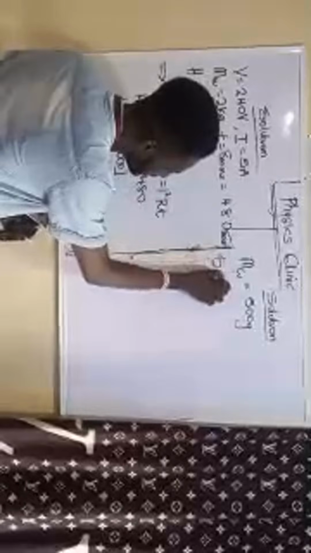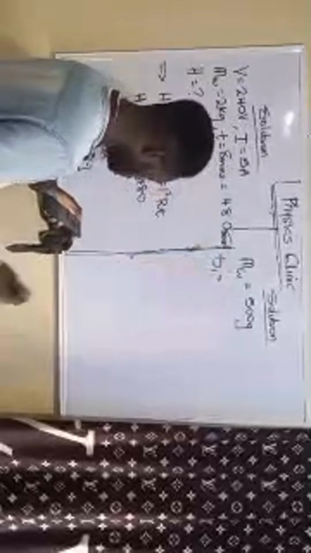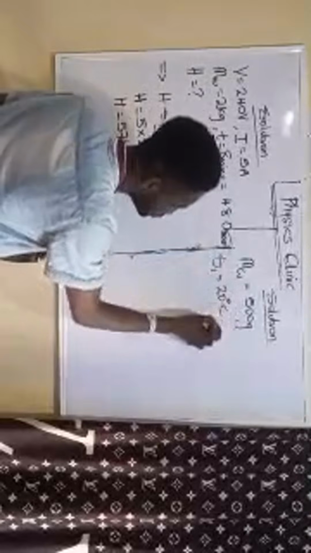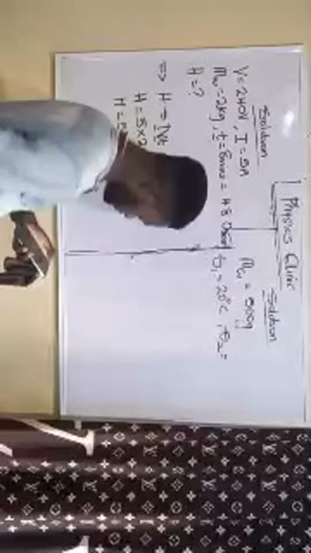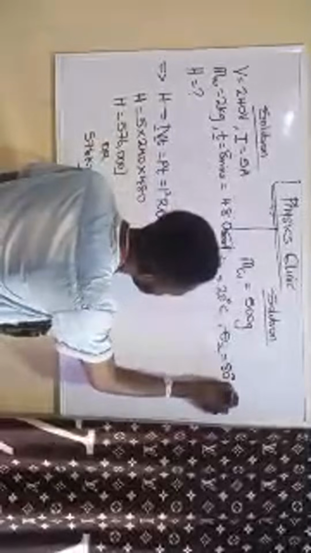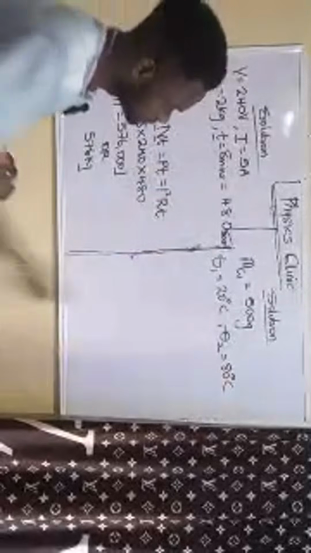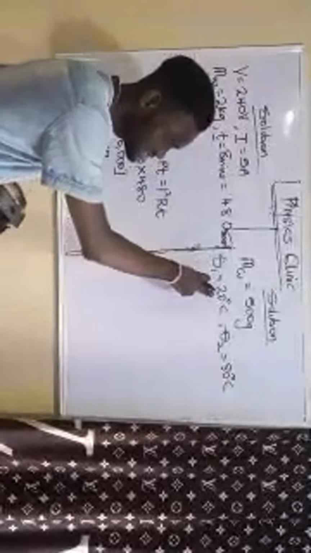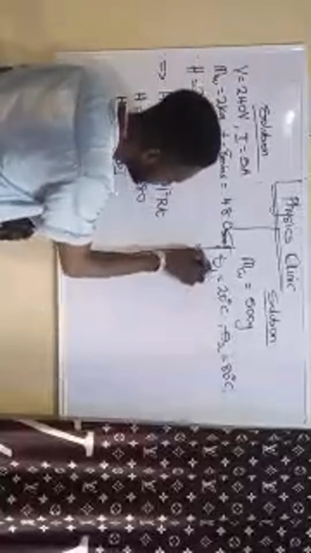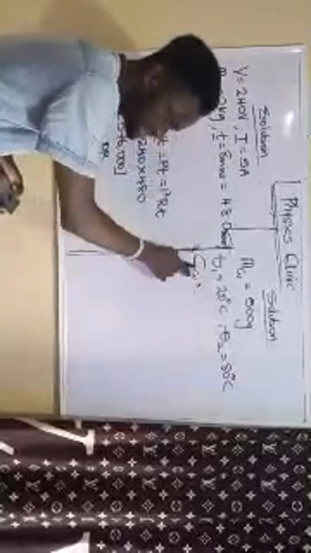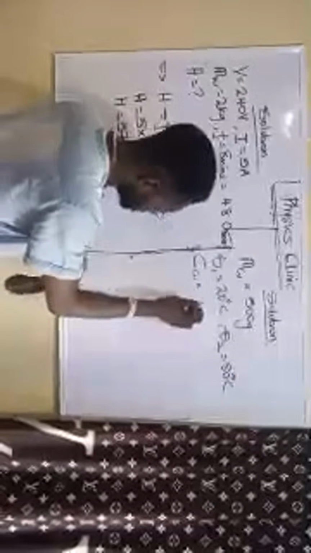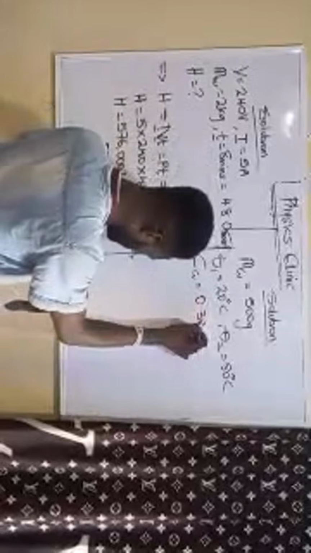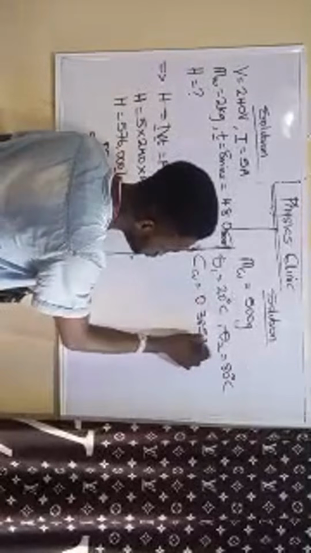Then this copper was raised from an initial temperature. When the heat was applied, it moved from 20 degrees Celsius to a new temperature of 80 degrees Celsius. The specific heat capacity of copper, that is my CCu now, is given to me in this question as 0.385 joules per gram per degree Celsius.